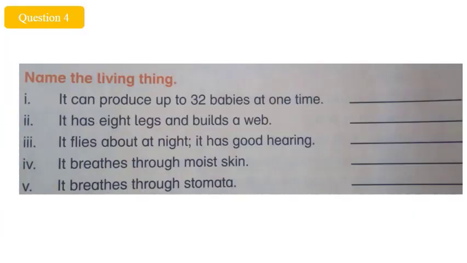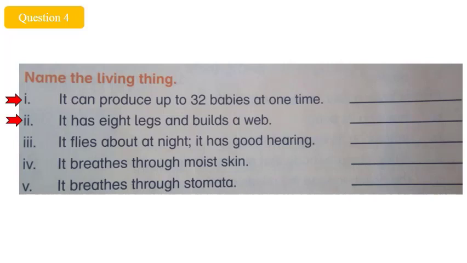Question 4. Name the living thing. Number 1. It can produce up to 32 babies at one time. Recall your knowledge related to reproduction and you will find out the living thing that can produce up to 32 babies at one time.